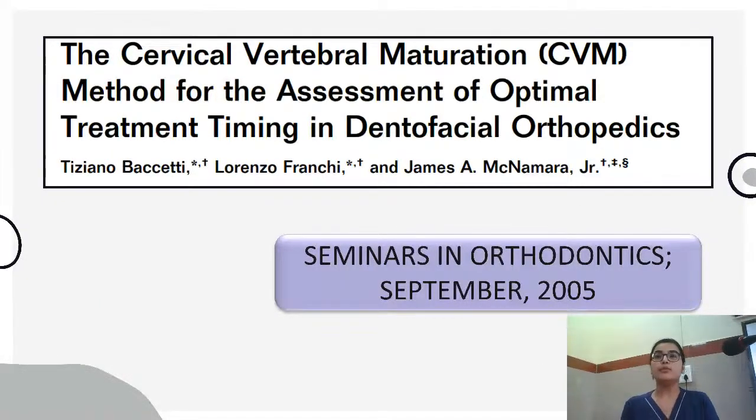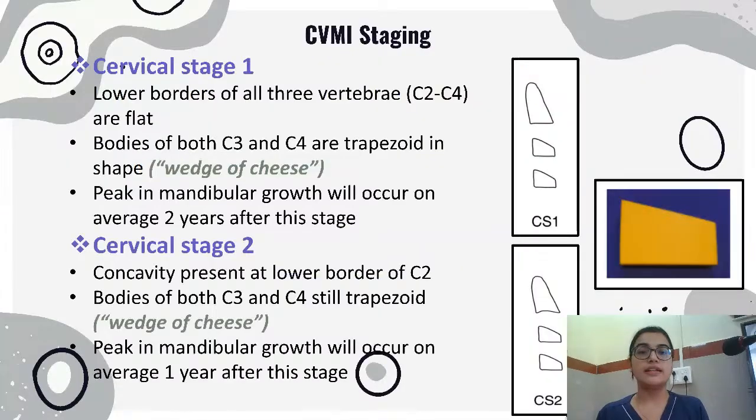In 2005, Baccetti et al. modified the stages which were given by Hassel and Furman. So CVMI stage 1: in this stage, the lower borders of all cervical vertebrae are flat. The bodies of both C3 and C4 are trapezoid in shape, that is, the appearance of a wedge of cheese. And the peak in mandibular growth will occur on average 2 years after this stage.